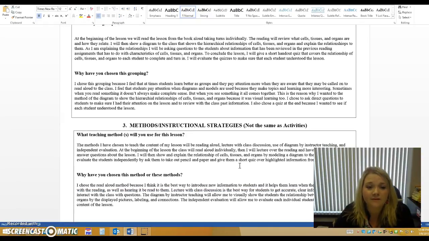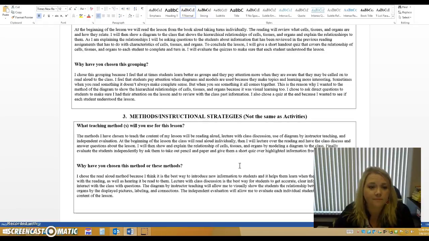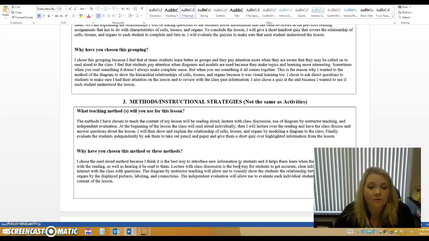Section 3, Methods, Instructional Strategies. What teaching method will you use for this lesson? The methods I have chosen to teach the content of my lesson will be reading aloud, lecture with class discussion, use of diagram by instructor teaching, independent evaluation.